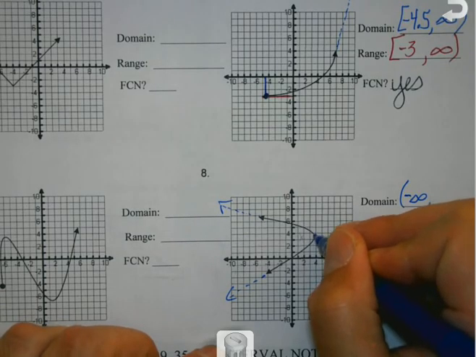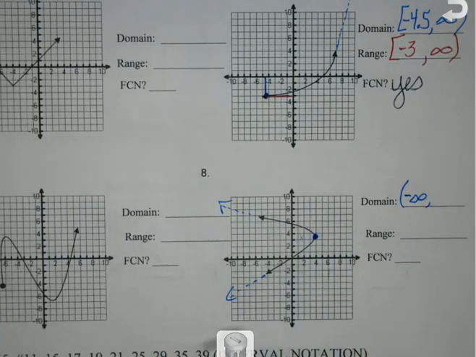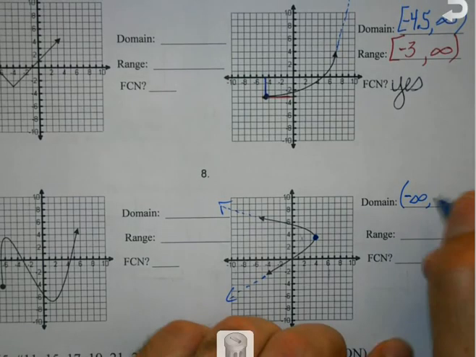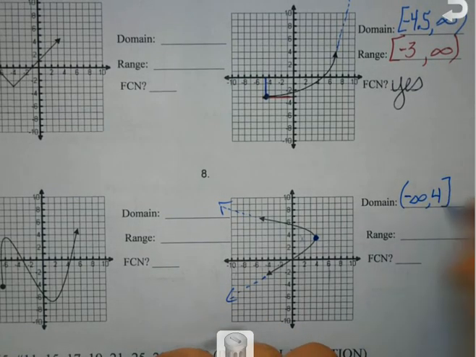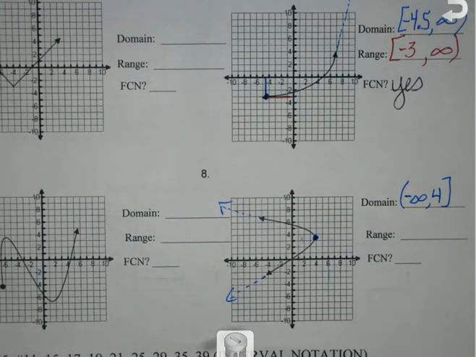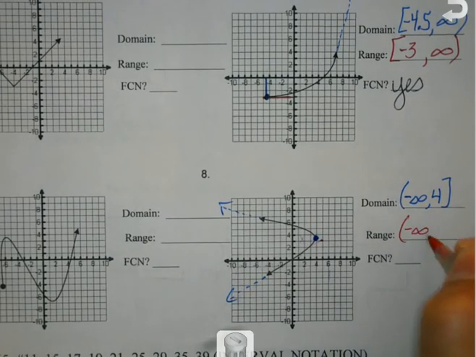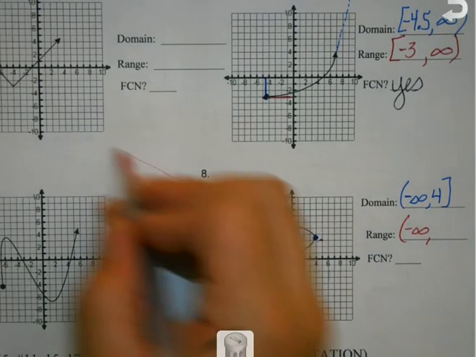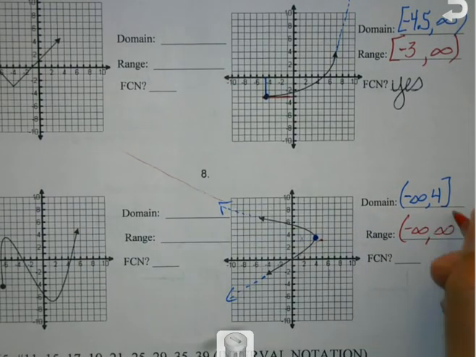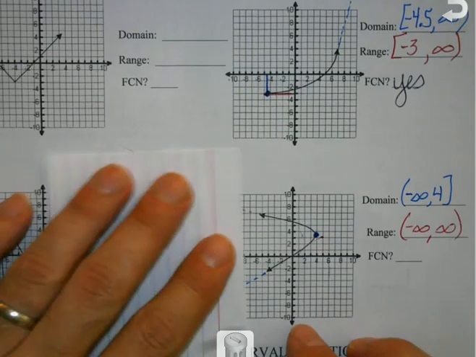Here's where I seem to be the furthest to the right. So it's about 4. Again, if you use 3.5 or 3 point anything, that would be okay, because again, we're pretty close. And then range goes down forever, goes up forever. Not quite as obvious as some of the other ones, but it still does.